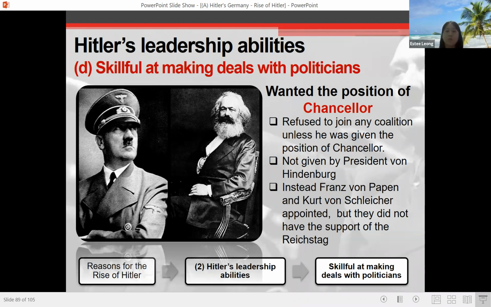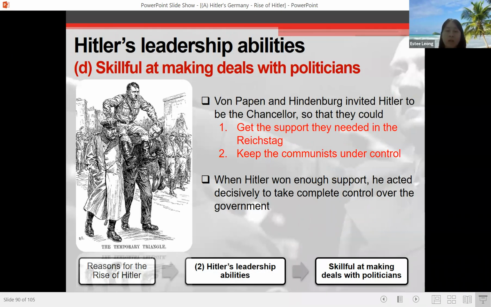So once they appoint Hitler as chancellor to get the support they need from the Nazi Party, Hitler was able to take complete control of the government. This is where you see all the weaknesses of the Weimar Republic, the constitution that allows Hitler to rule by presidential decree.